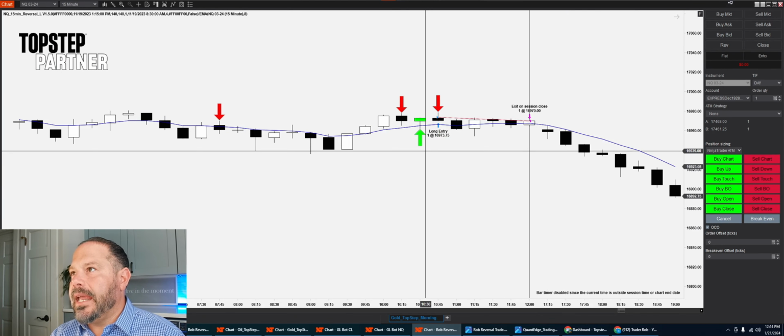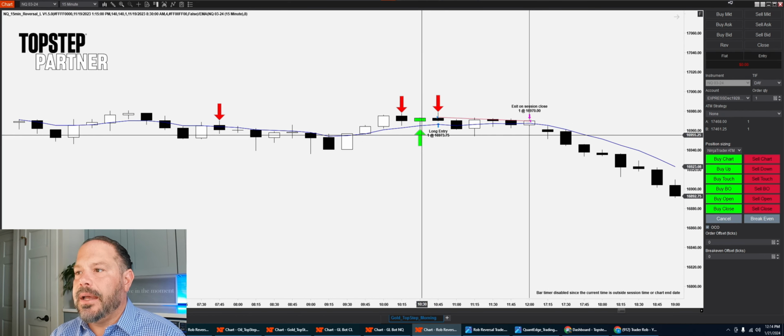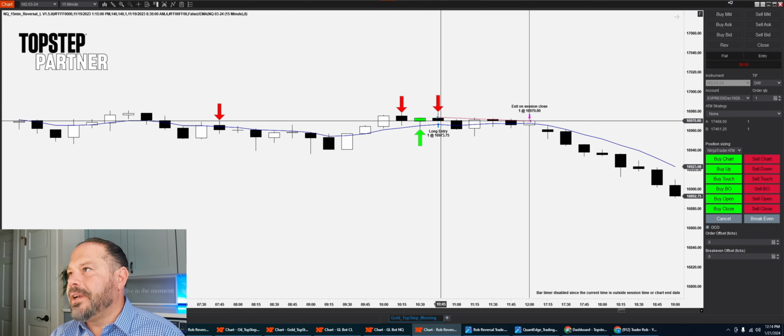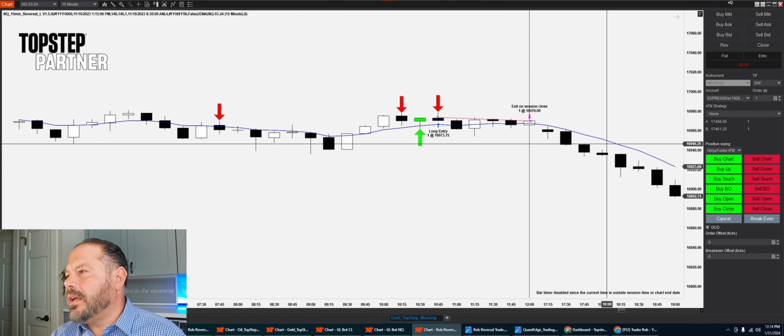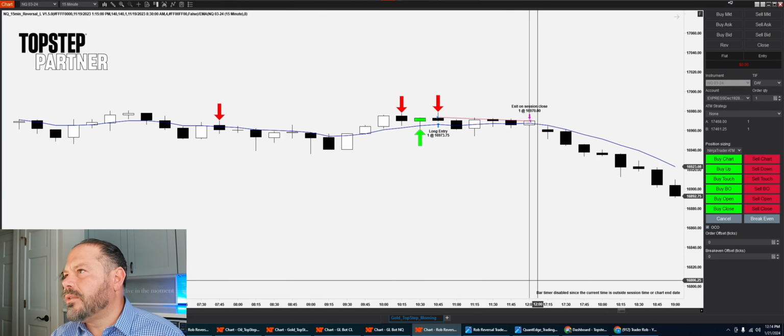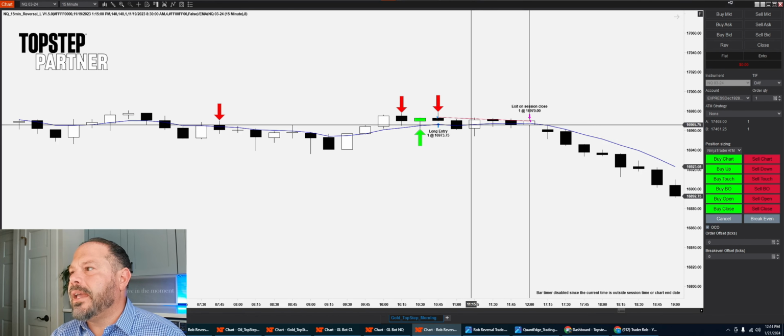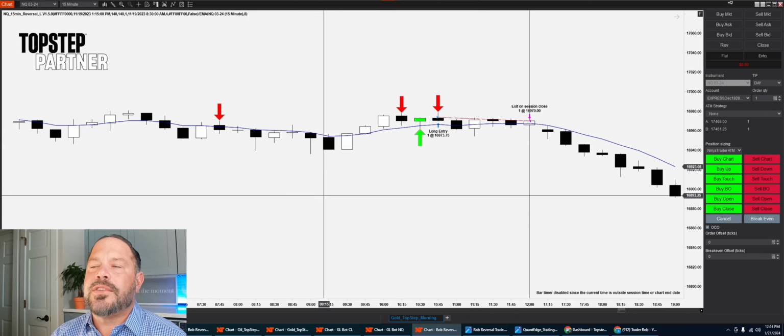Here we had an entry that came in at 10:30. This exited at session close. Not sure actually why this chart. Oh, I know why the chart.